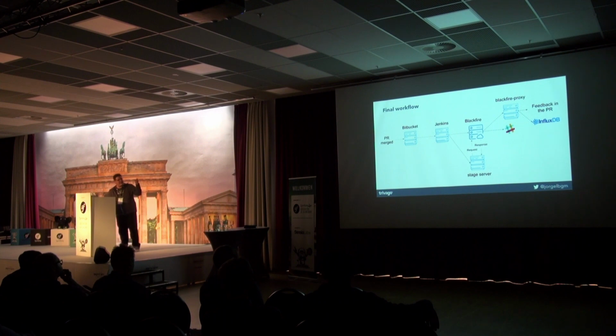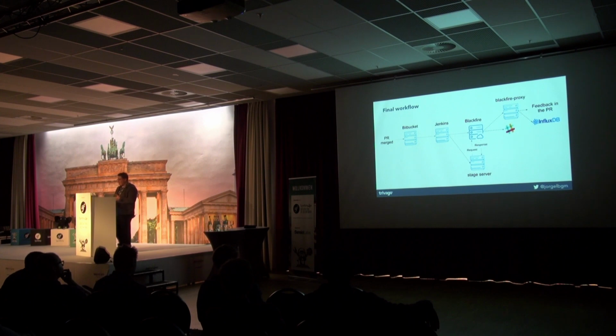This Blackfire Proxy on the top right, which is a really small application written in Go, will translate whatever Blackfire is sending back to the server into something that we can put as feedback into the pull request. We also get notifications in case of failed builds into Slack, and that is done directly by Blackfire. And we also send the metrics back to InfluxDB for long-term storage.